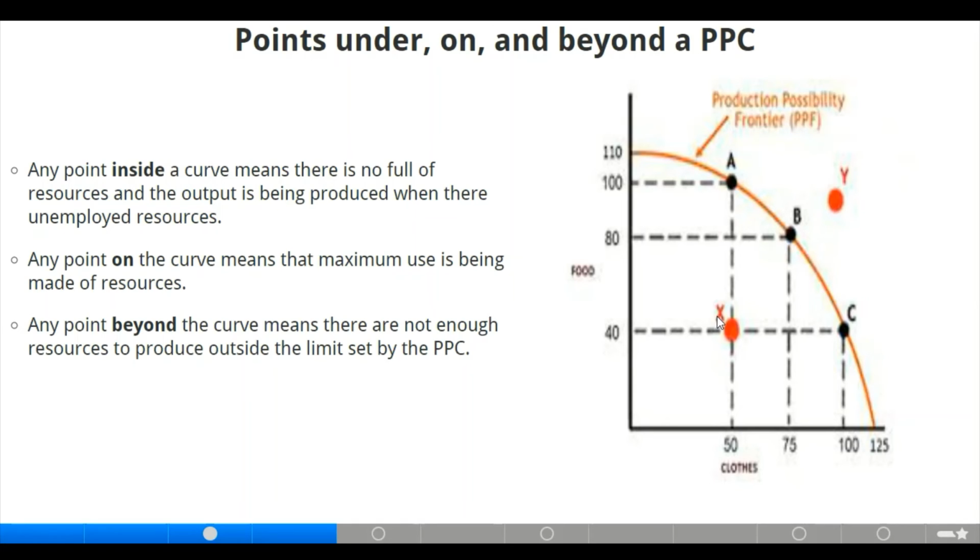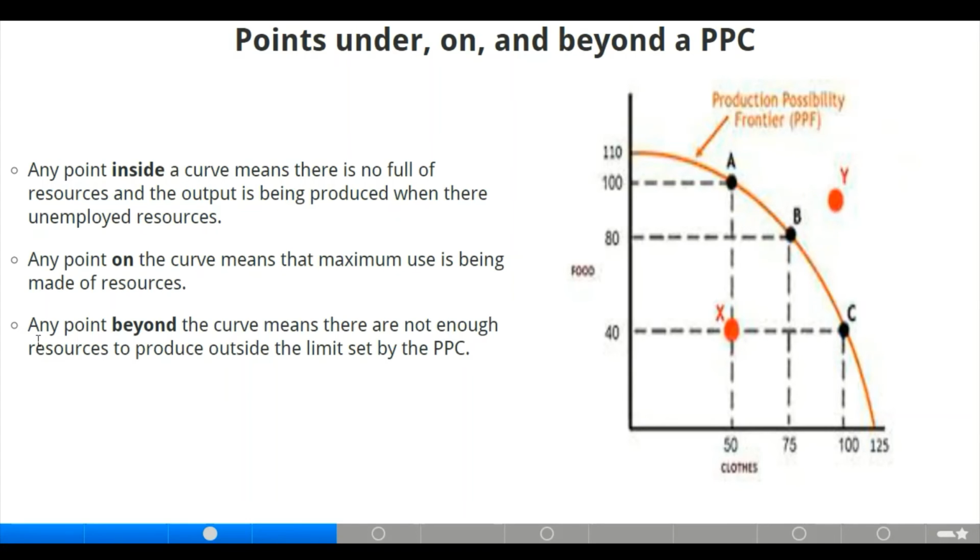Any point on the curve means that maximum use is being made of resources. Let us check the points on the curve. We have point A, B, and C. That means maximum use is being made. As you can see, at point X, the country can still produce, but it is limited. And we have points A, B, C. They are still producing.